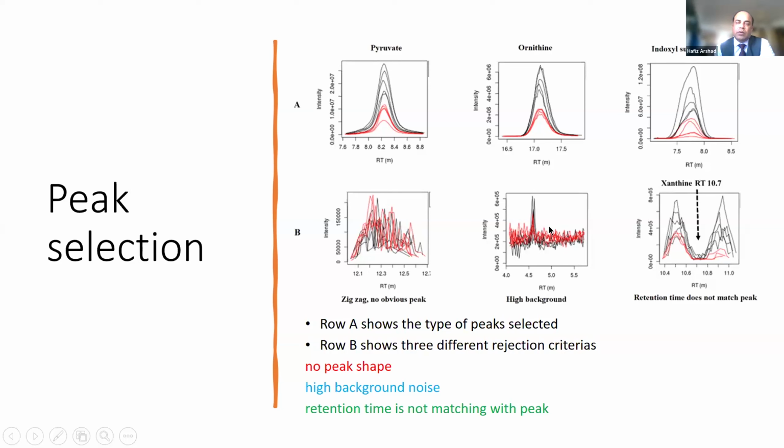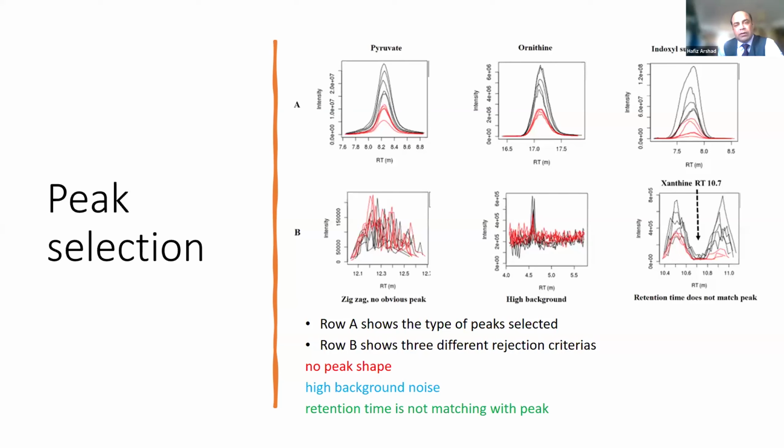And in the central one, as we can see, there is a high background, and the last one doesn't match with the retention time. So these are just 3 examples, but there were many others. As I have mentioned here, there is a level of confidence, which was automated in the different software which I used for analysis.